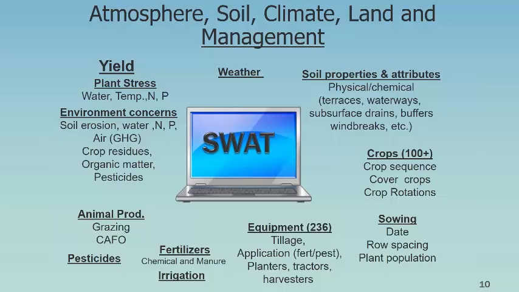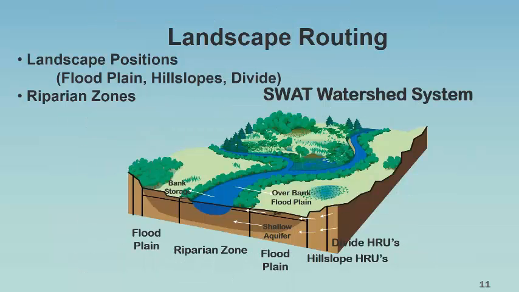So we provide lots and lots of different processes and outputs. I'm going to go through them in the next few slides. I just want to give you the big picture of what SWAT is capable of doing. So one of the processes is the landscape process. That's where the main core strength of the SWAT model is, the landscape processes.